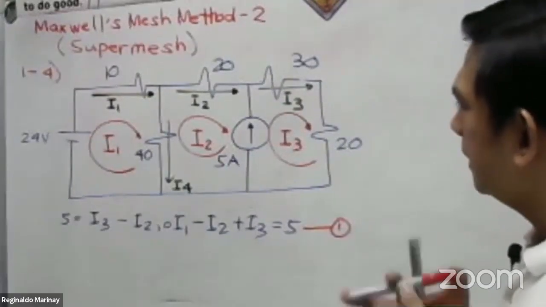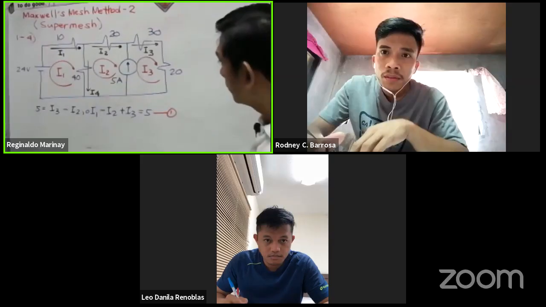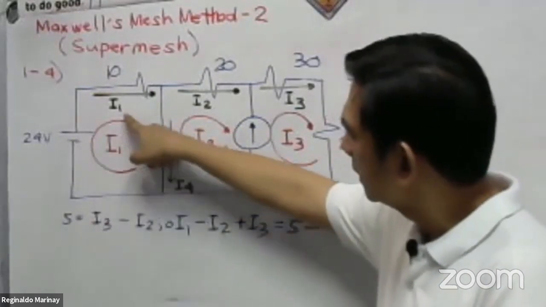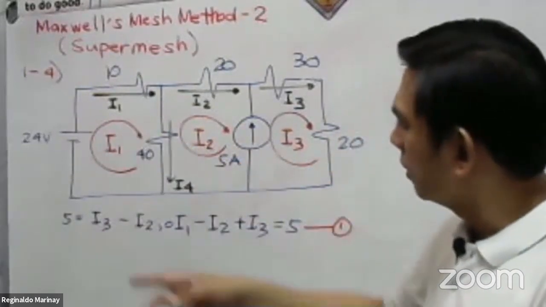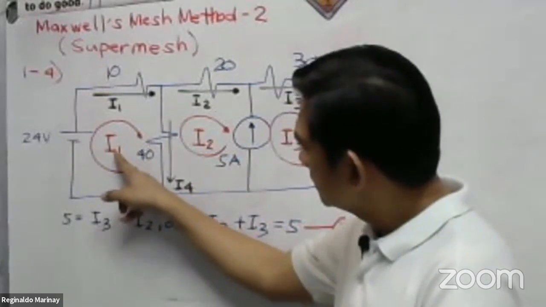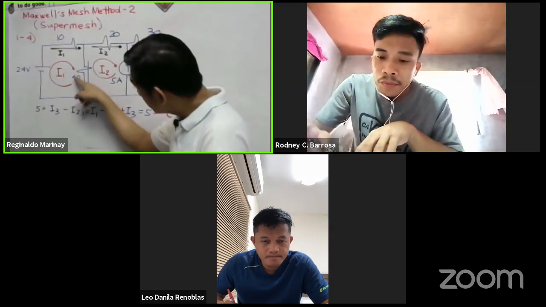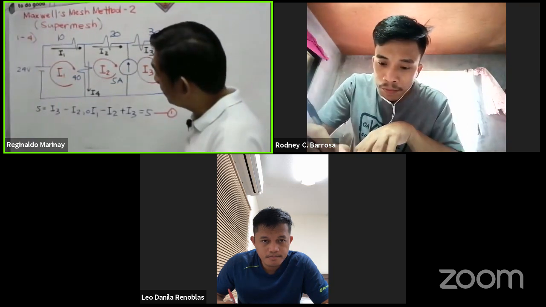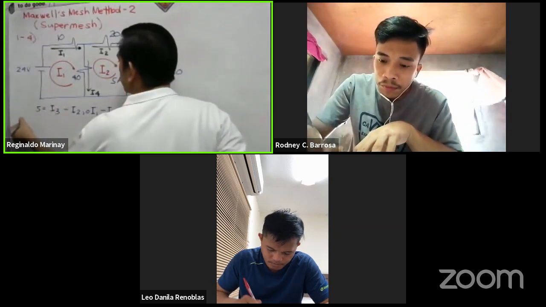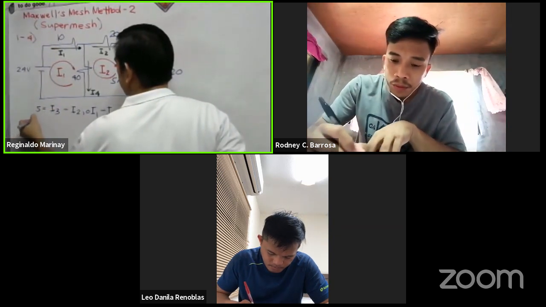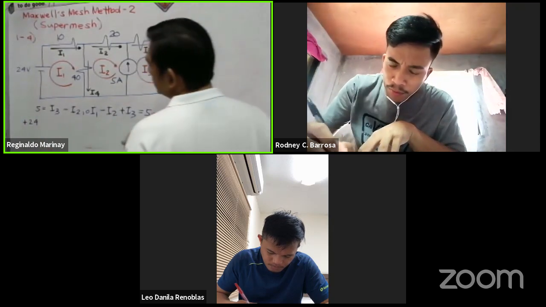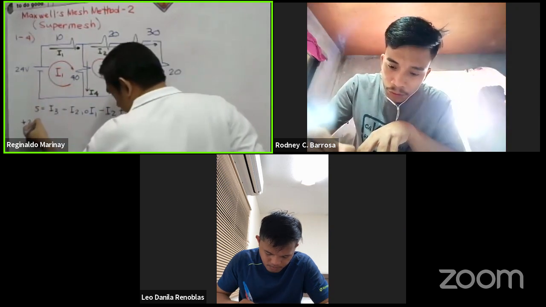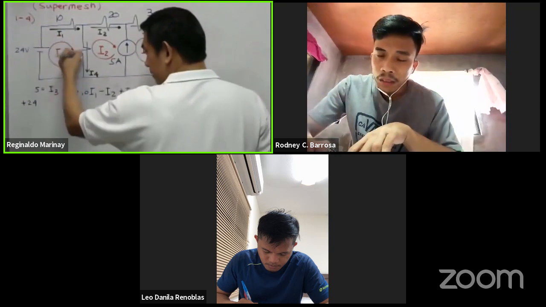Then let us apply the mesh analysis at loop number 1. Take a look here at loop number 1. Our I sub 1 is the circulating current at loop 1. It lives on the positive terminal of 24 volts, therefore it is positive 24. Just like what I taught you last time, we have I sub 1, the circulating current for loop 1.